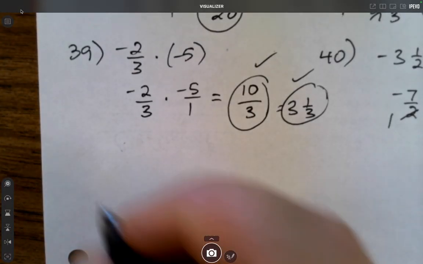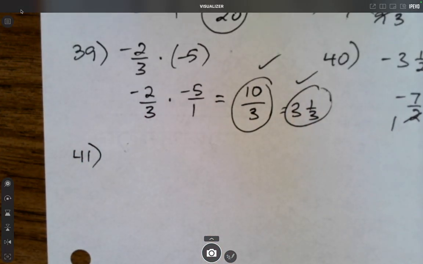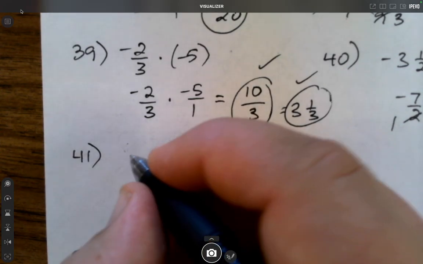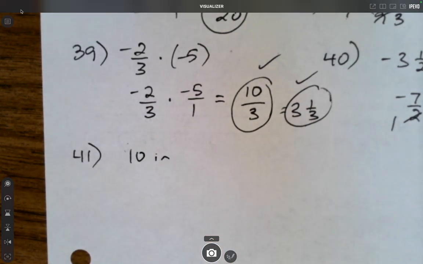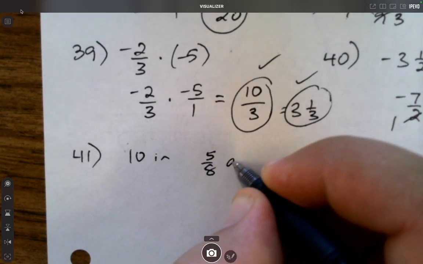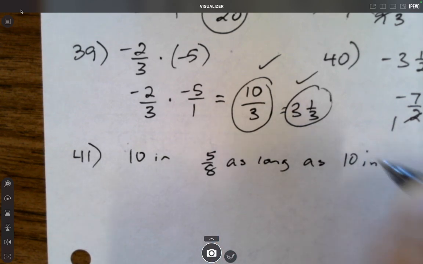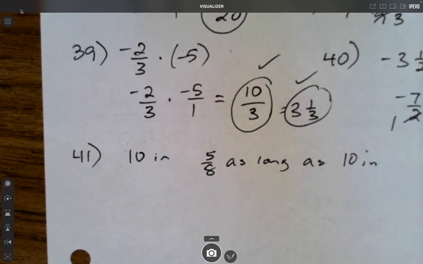Okay, word problem on number 41. So it's good to have your book in front of you. I'll read it, but I know it's helpful if you see it. Muriel has a piece of ribbon that is 10 inches long. We've got a 10-inch ribbon. Abby's ribbon is 5/8 as long. So 5/8 as long as the 10-inch one. How long is Abby's ribbon?